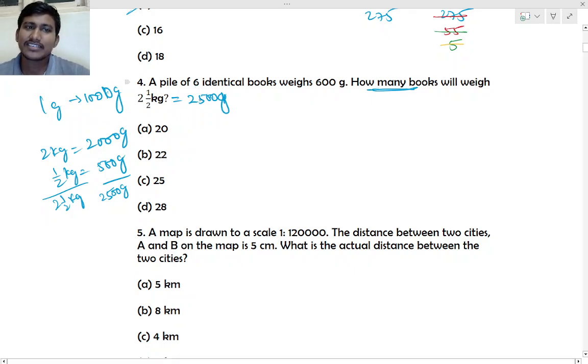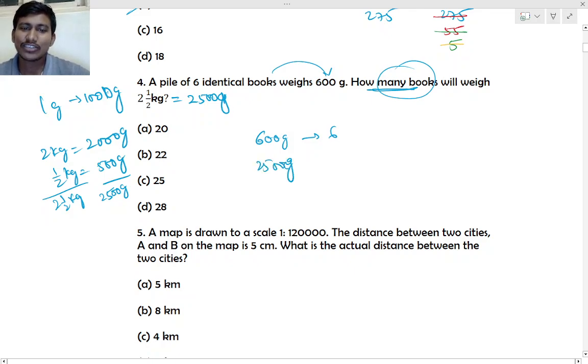So here the fourth question is very easy, right? 6 identical books is 600 gram. How many books are they asking? So we have to write books at the second place. So 600 grams is 6 books. 2500 grams, 2.5 kg I told, 2500 grams, how many books? Cross multiply and find the answer.